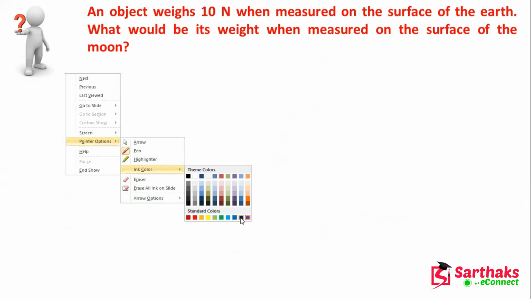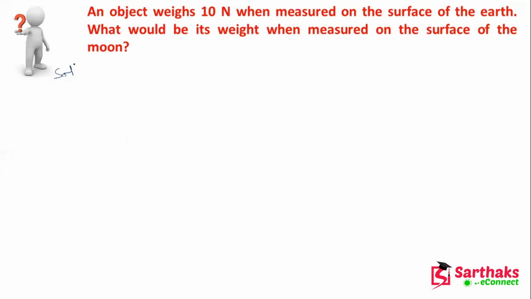Let me change the ink color. So here, what are the given data? First, let me read this. An object weighs 10 Newton when measured on the surface of the earth. What would be its weight when measured on the surface of the moon?